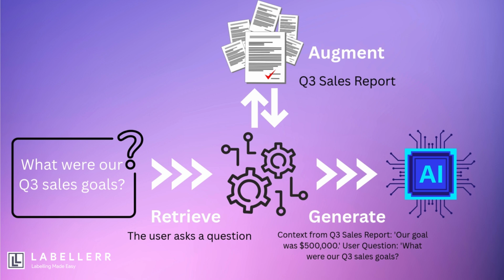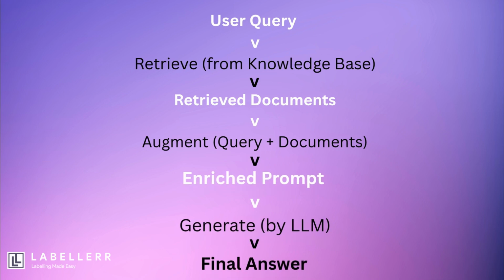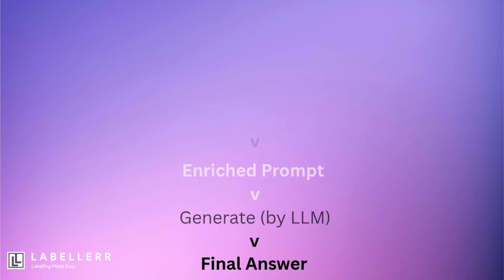its general knowledge. So, to recap, the RAG workflow is: you ask a question, the system retrieves relevant data from a knowledge base, augments your query with that data, and then the LLM generates a grounded, accurate answer. This simple but powerful process makes AI responses much more reliable.